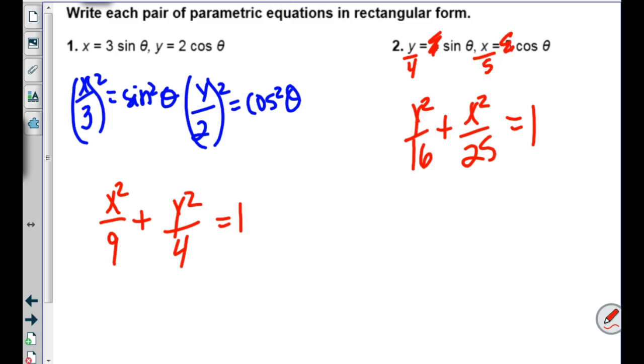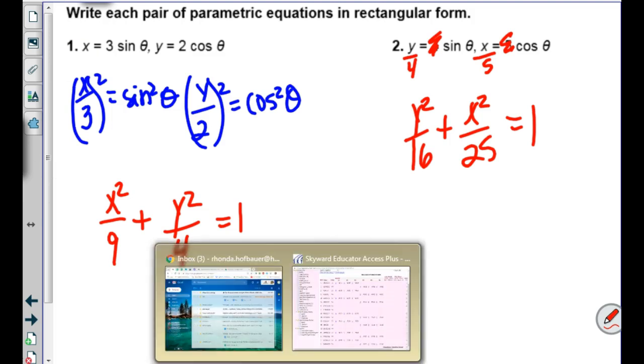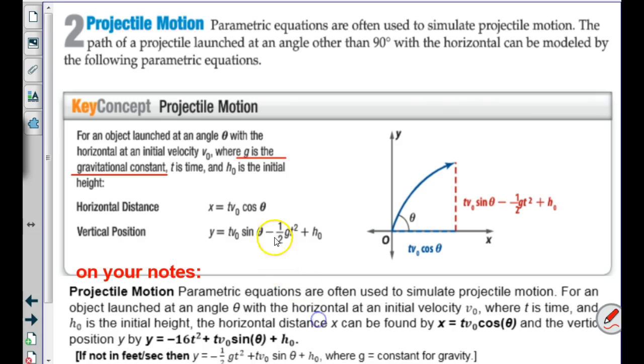Any other questions? Okay. I need you to jump back to yesterday's worksheet because it has a better introduction to this idea of projectile motion. I love this section, but it's kind of a weird one because, okay.